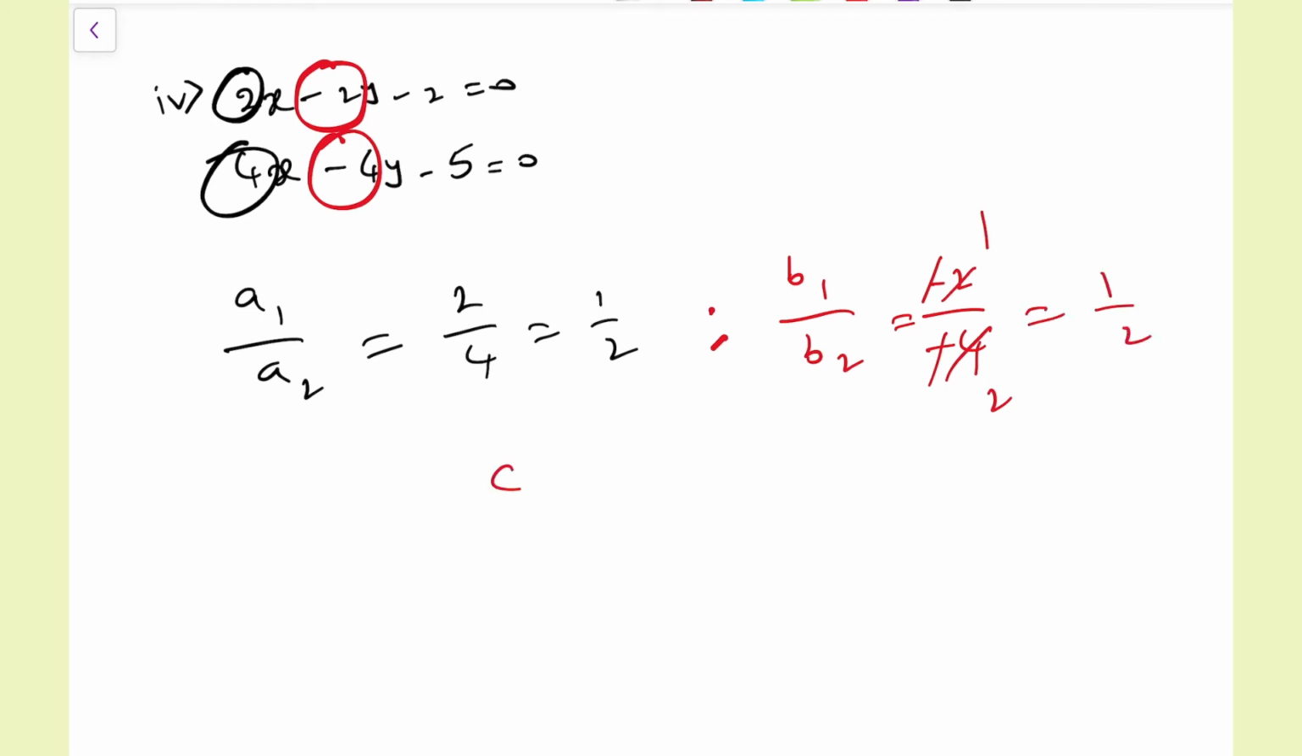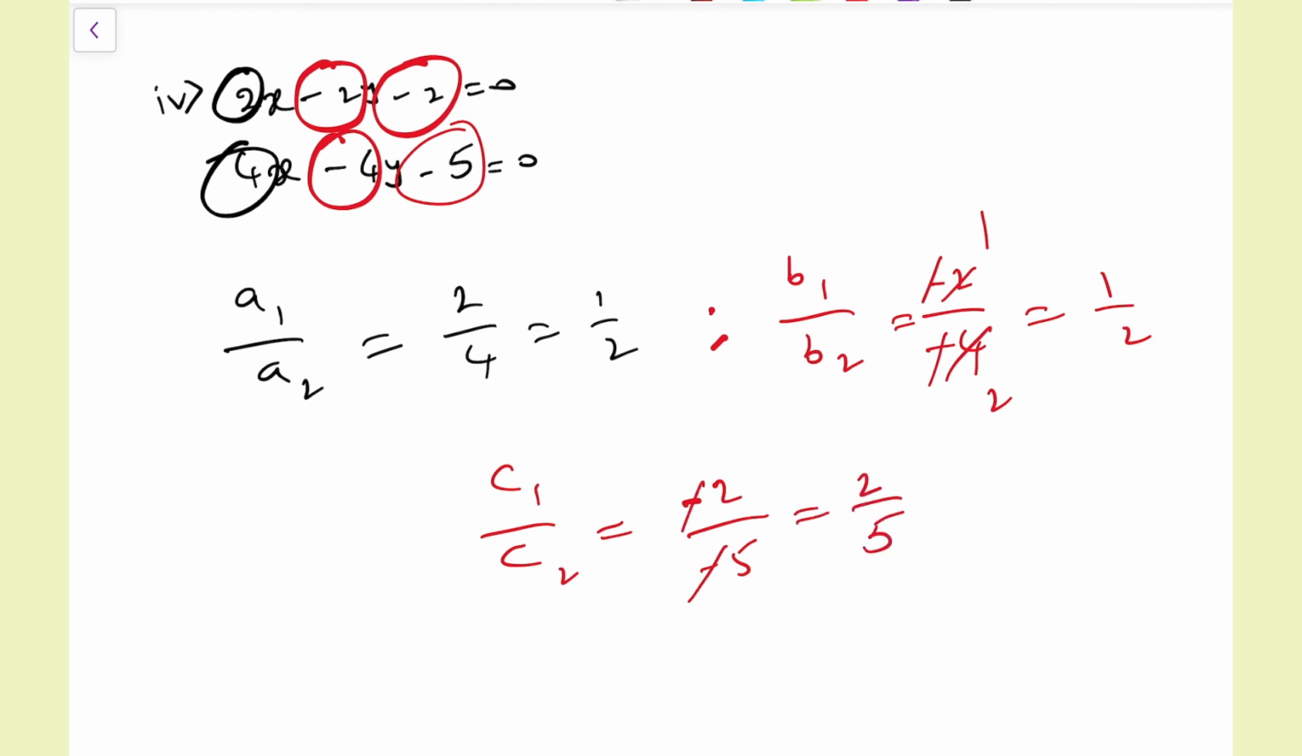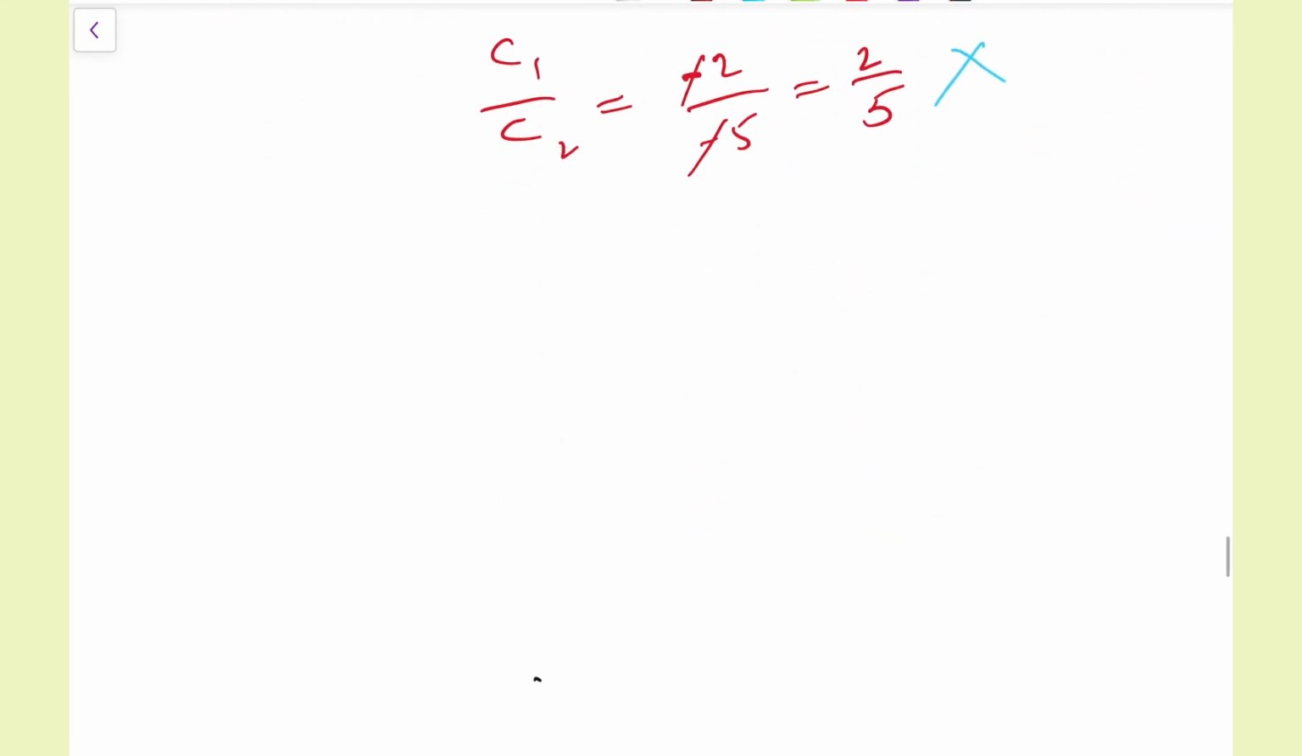Comparing the constants. C1 by C2 equals, the constants are minus 2 and minus 5. Minus 2 divided by minus 5. Minus minus cancel. Then we remain with 2 by 5. This is 1 by 2, this is 1 by 2, this is not 1 by 2. So we can conclude A1 by A2 equals B1 by B2 not equals C1 by C2.